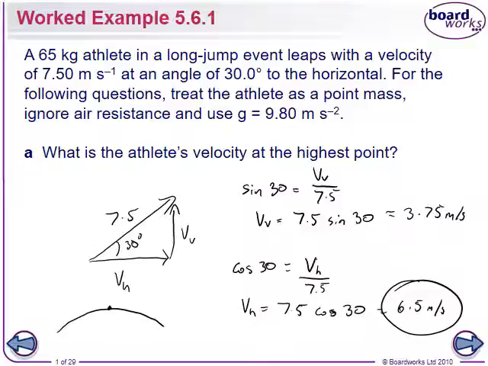There is no vertical component at the highest point. Therefore, it's only the horizontal, which is constant. So 6.5 is going to be the velocity of the athlete at the highest point. Now, if we're talking about velocity, we need a direction. So it'd be 6.5 horizontally. Okay, making sense? Anything there not making sense?